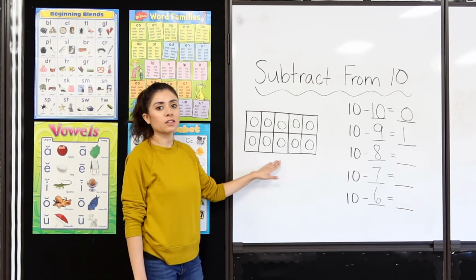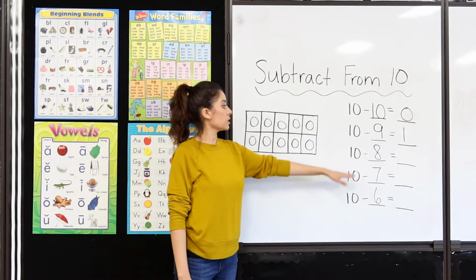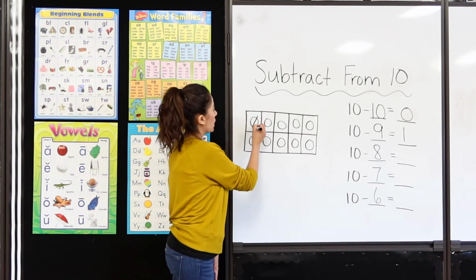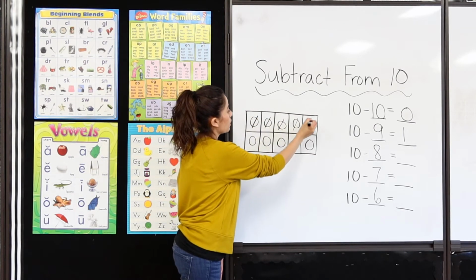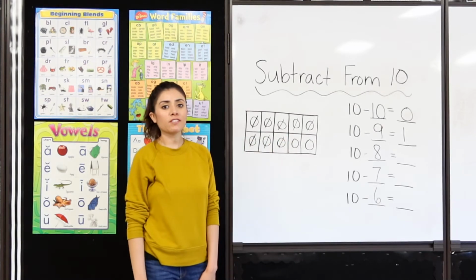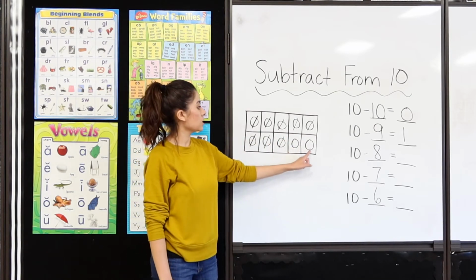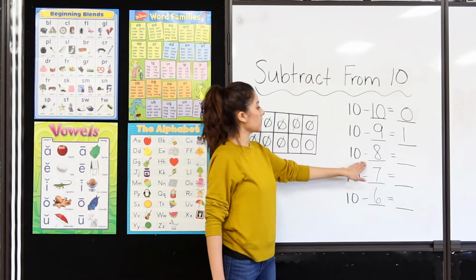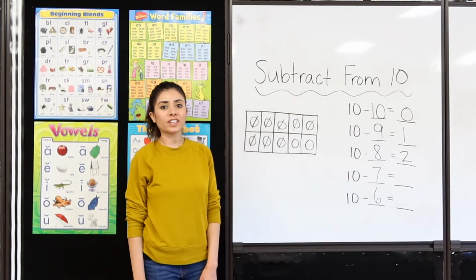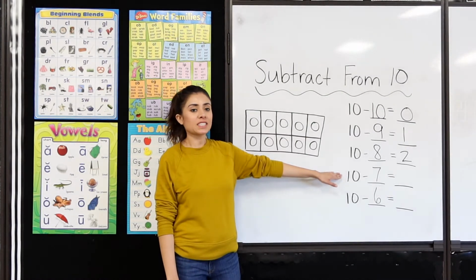I have 10 counters in my tens frame. I'm going to go ahead and cross off the 8 that I am subtracting. 1, 2, 3, 4, 5, 6, 7, 8. How many do I have left? 1, 2. 10 minus 8 equals 2. Nice work. 10 minus 7.